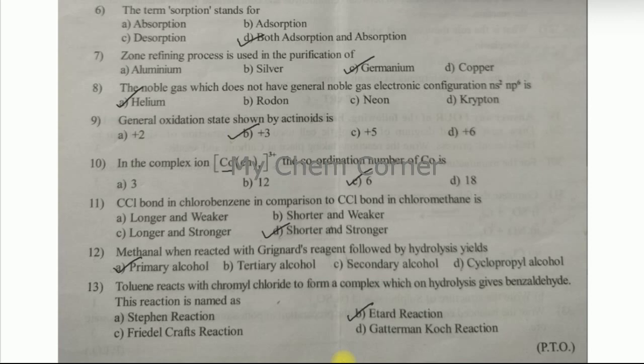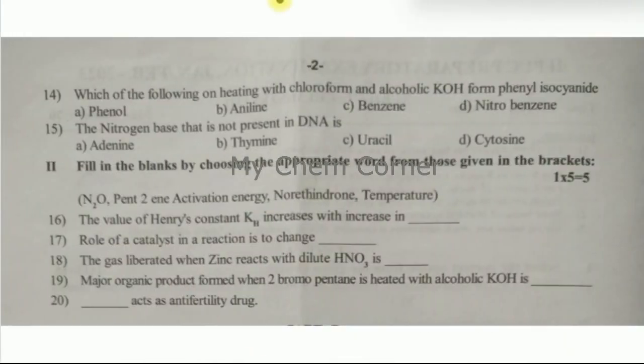Okay, so that is question number 6 to 13. Let's move on to 14th question. Which of the following on heating with chloroform and alcoholic potash forms phenyl isocyanide? Now here this is very easy. You need to form phenyl isocyanide. The only reaction where we learn isocyanide formation is using aniline.